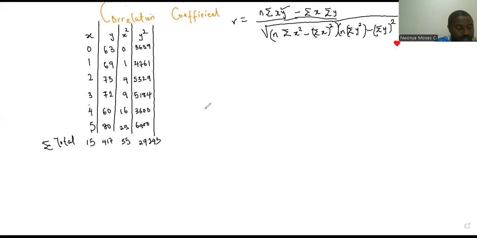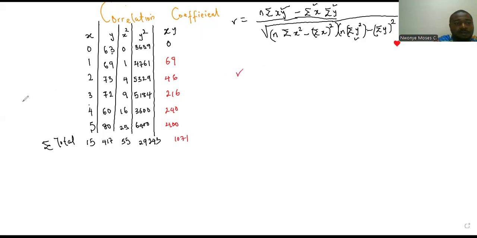Then next we're going to be having XY. We have this, we have this, so we're left with X and Y multiplied. So for that XY, let me change color. Here we have 69, then 46, we have 216, then 240, and 400. You can verify all this, then you substitute into the formula.